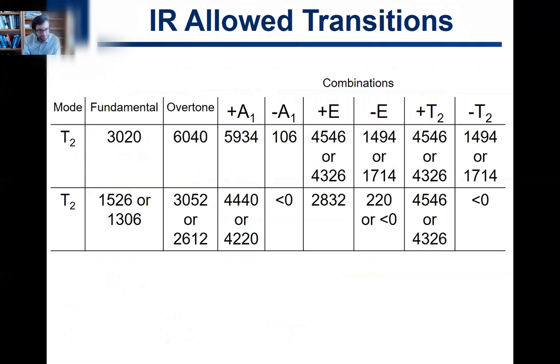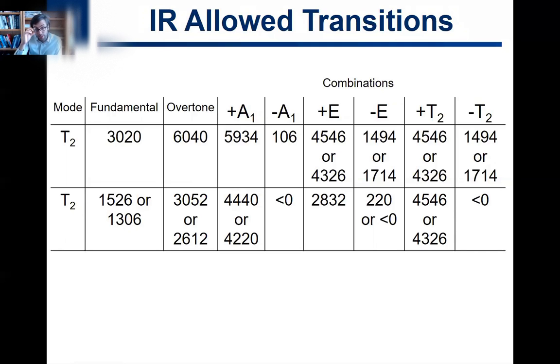So, T2 fundamental, that was our T2 fundamental from the Raman spectrum, 3020. So we know the energy, if you're just doing that type of asymmetric stretch, that type of T2 stretch, it's going to be at 3020 wave numbers, okay? Now the other T2 is IR allowed, but we don't know from the Raman spectrum if it is properly assigned to 1526 or to 1306. So this is where things are really going to get interesting.